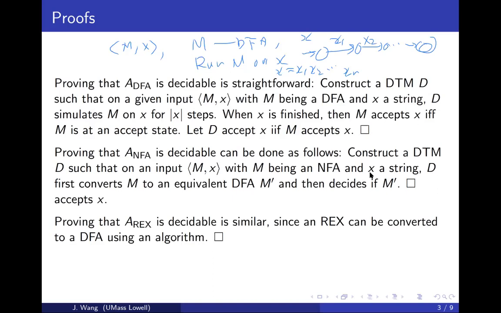If M is an NFA, you can always convert it to a DFA using an algorithm first. Likewise, if your M is a regular expression, we know that we can always convert the regular expression to a DFA. So once you have a DFA, checking whether a given input is accepted by the DFA is straightforward. Just run that DFA. If it ends at an accept state, accept it. Otherwise, reject it.